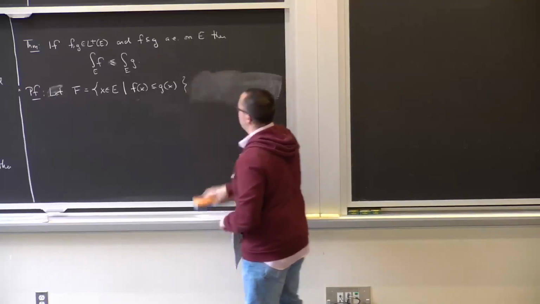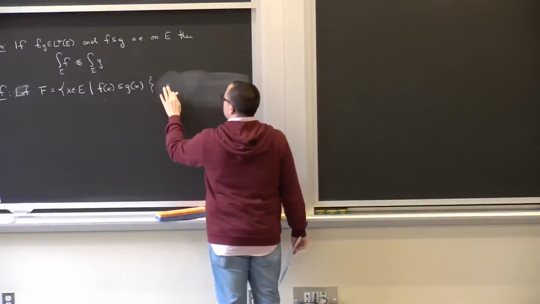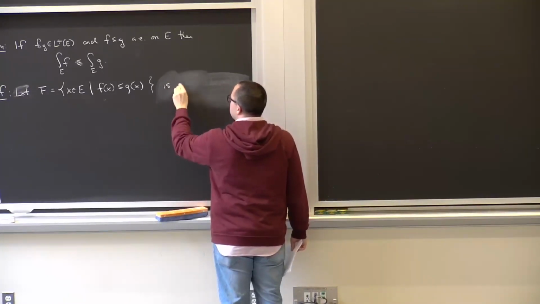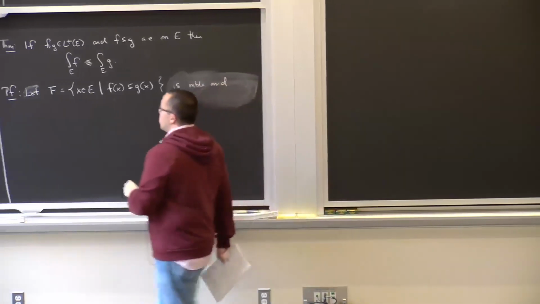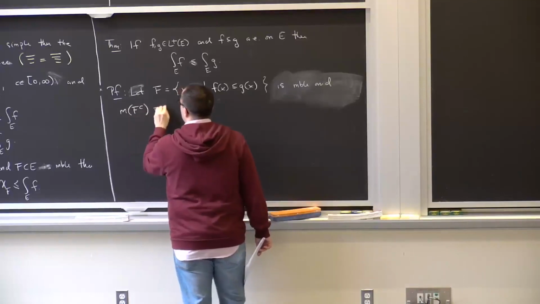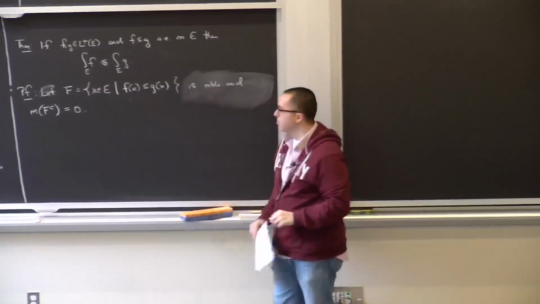I'm just going to erase this from the board, and you'll just have to accept that this is measurable under the wisdom that I gave you that if you can write it down, typically it's measurable. And what is the measure of the complement? It is 0, because this is supposed to hold almost everywhere.